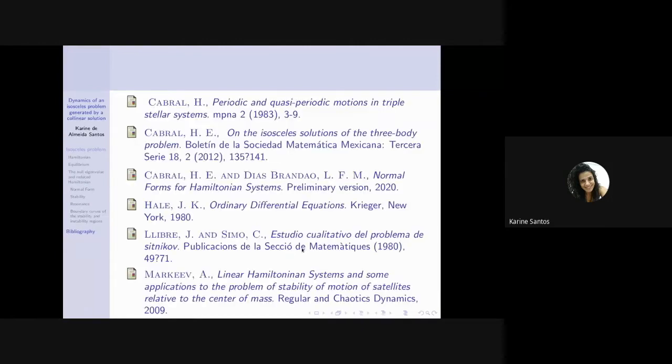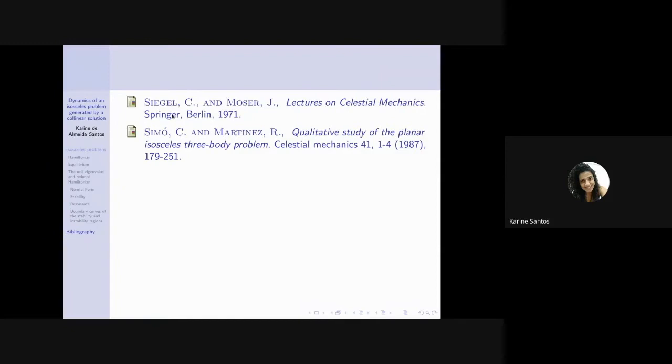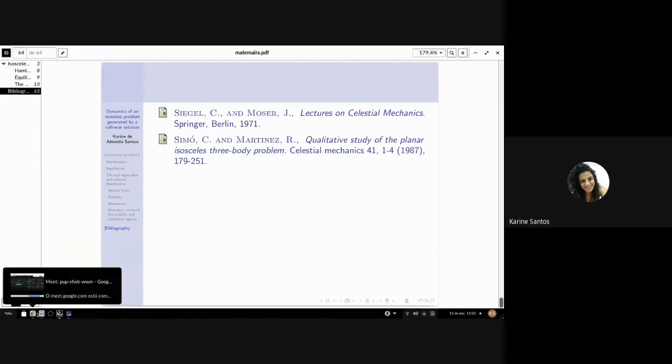And here we have some bibliography that I used. This bibliography of the professor and Lucia, the preliminary version of your book, and Markeev for constructing the boundary curves. Ziegel, that has the reduced result that we are using here, and that's it. I'm finished.